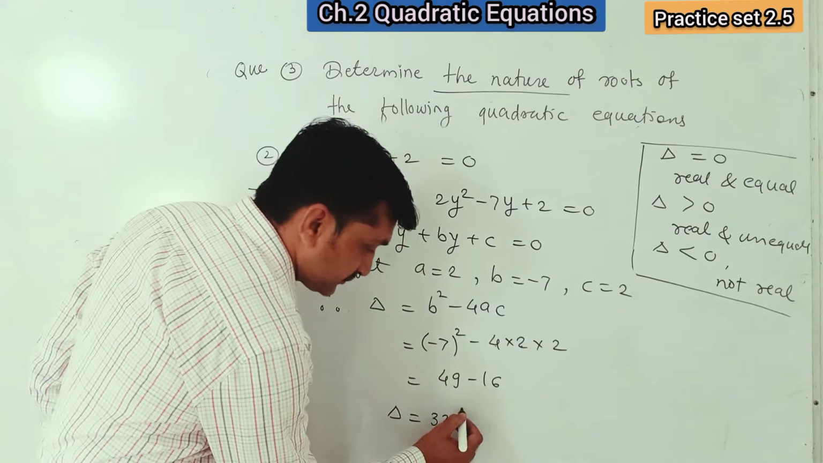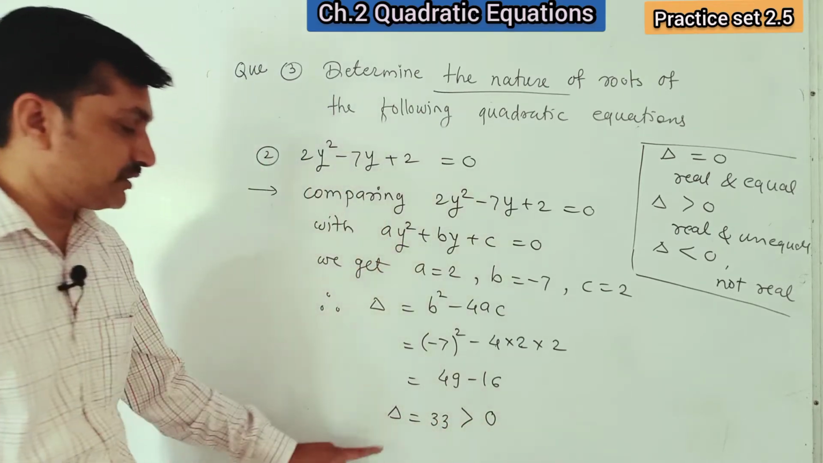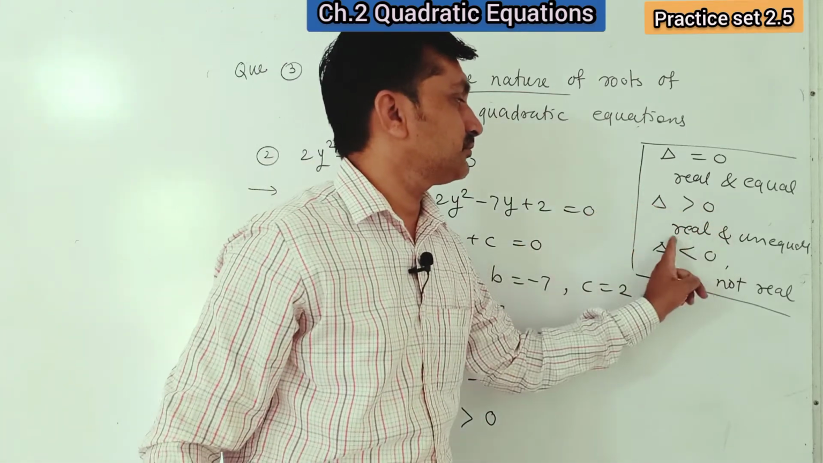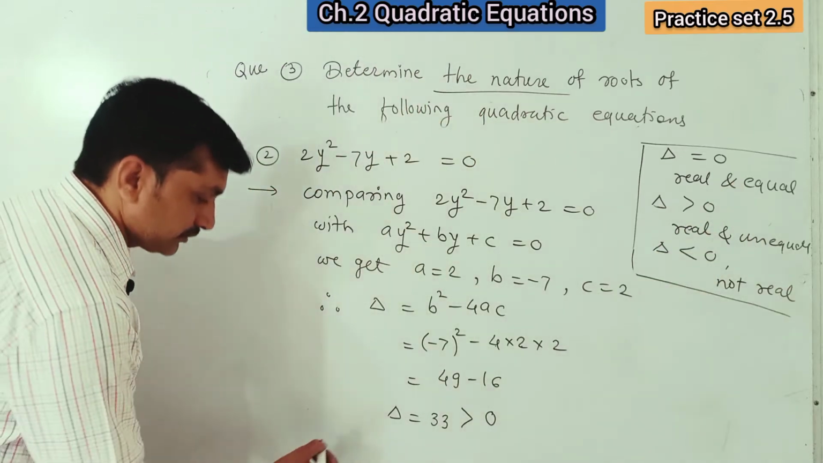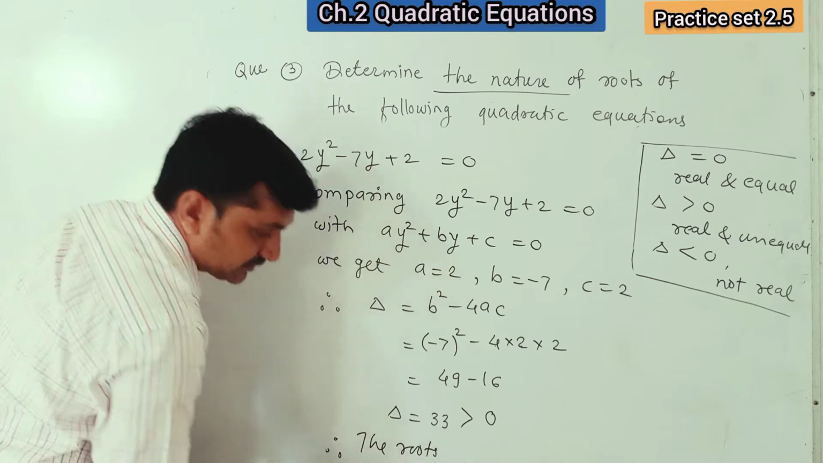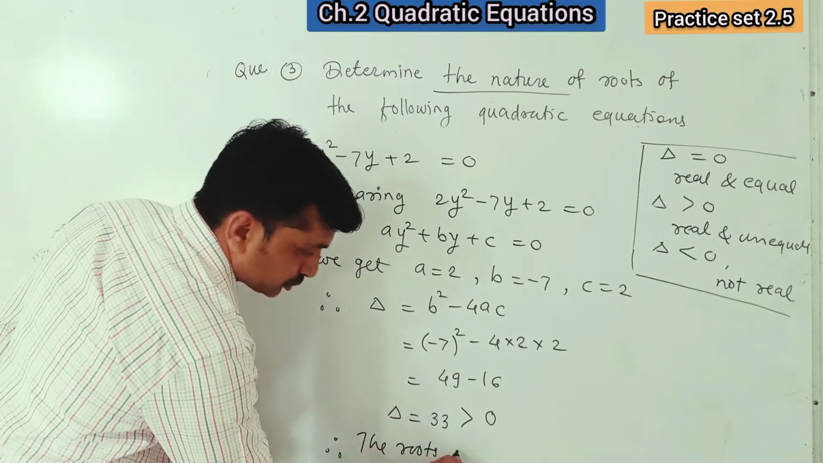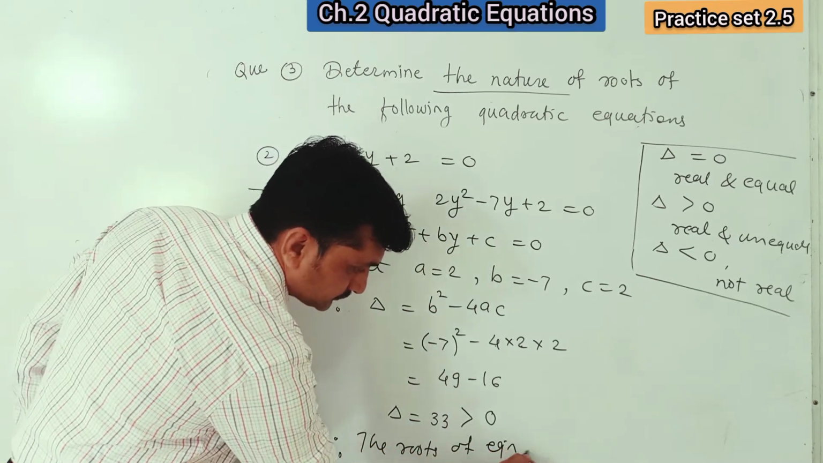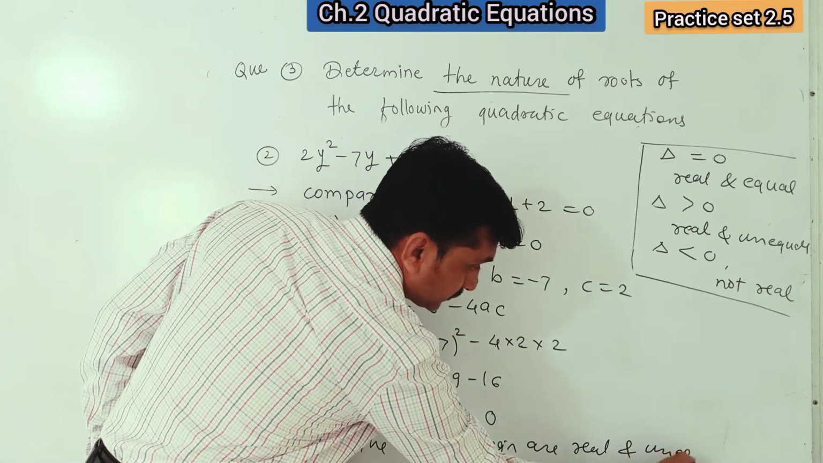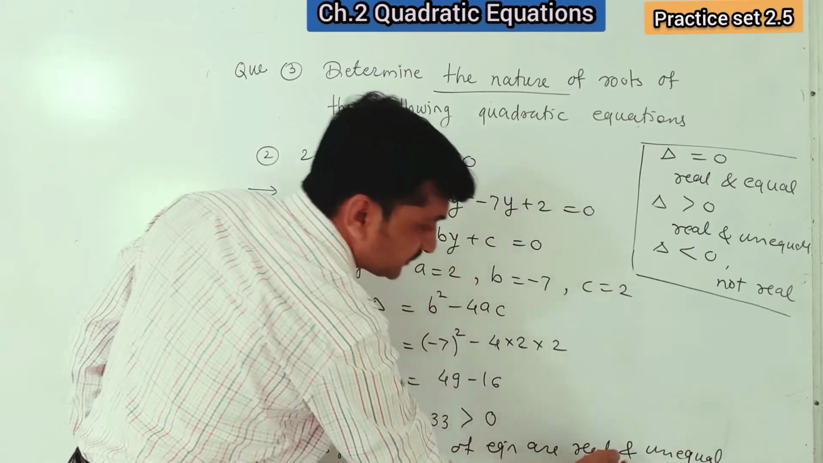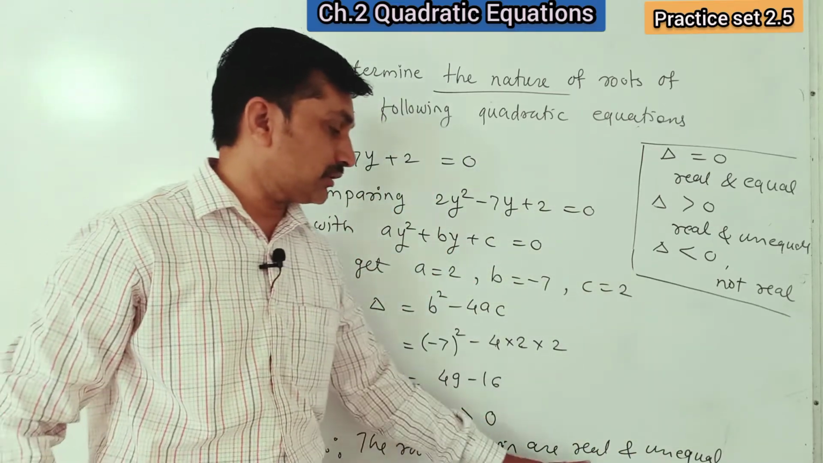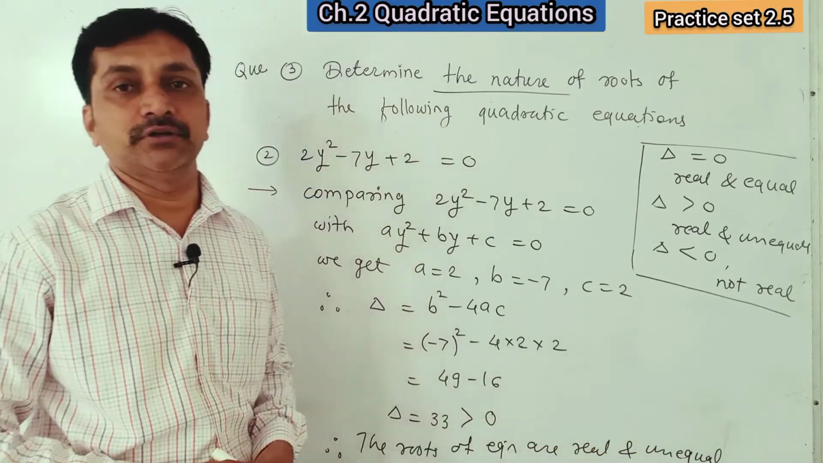And it is greater than 0. I write here greater than 0, means delta is greater than 0. If delta is greater than 0, what is the nature? Real and unequal. Therefore at last write nature. It is the nature of roots, no? That's why we are writing roots of equation are real and unequal. It is positive, that's why it is real, but not equal to 0. Therefore we wrote there unequal. Therefore roots are real and unequal.